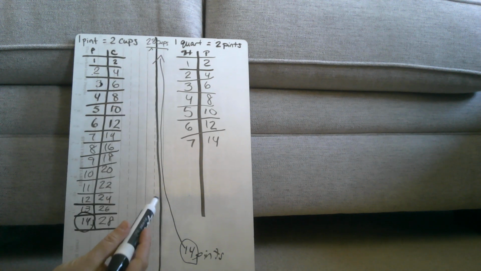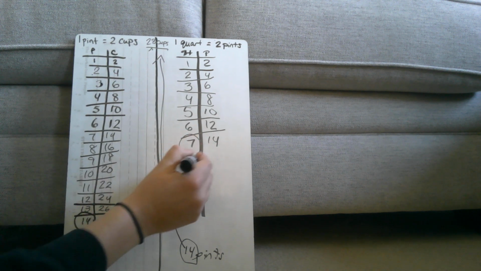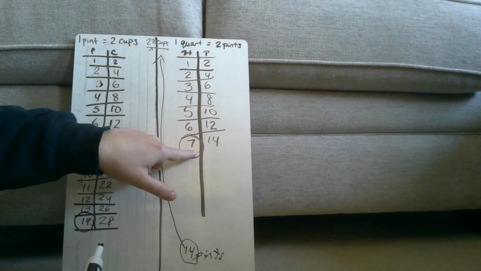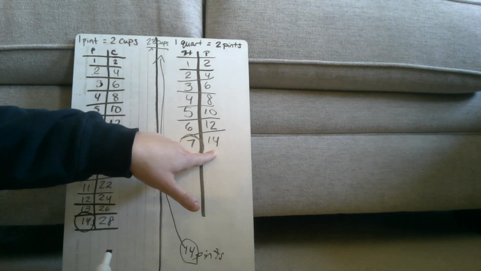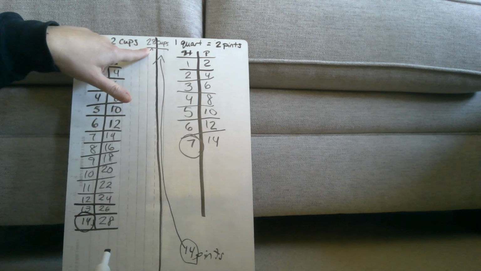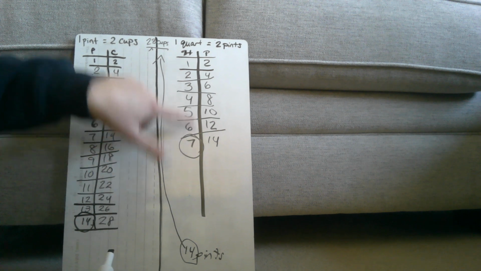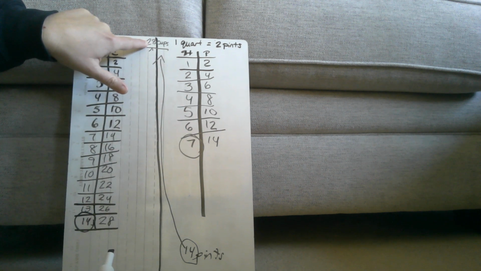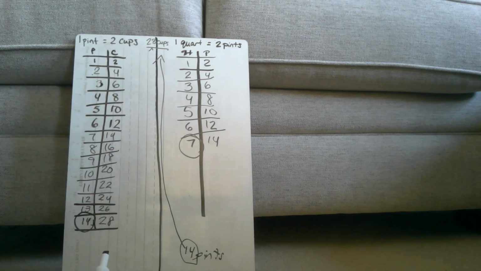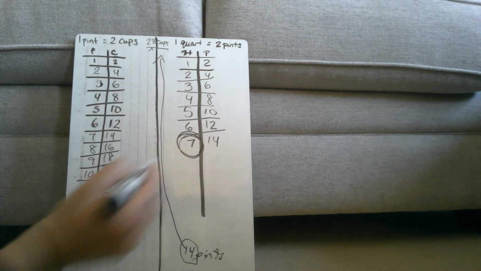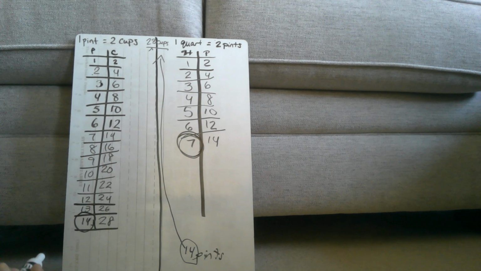What that then tells me is 7 quarts is equal to 14 pints, and 14 pints is equal to 28 cups. So 7 quarts and 28 cups are also equal. So to answer the question, Jared's faucet leaked 7 quarts of water.